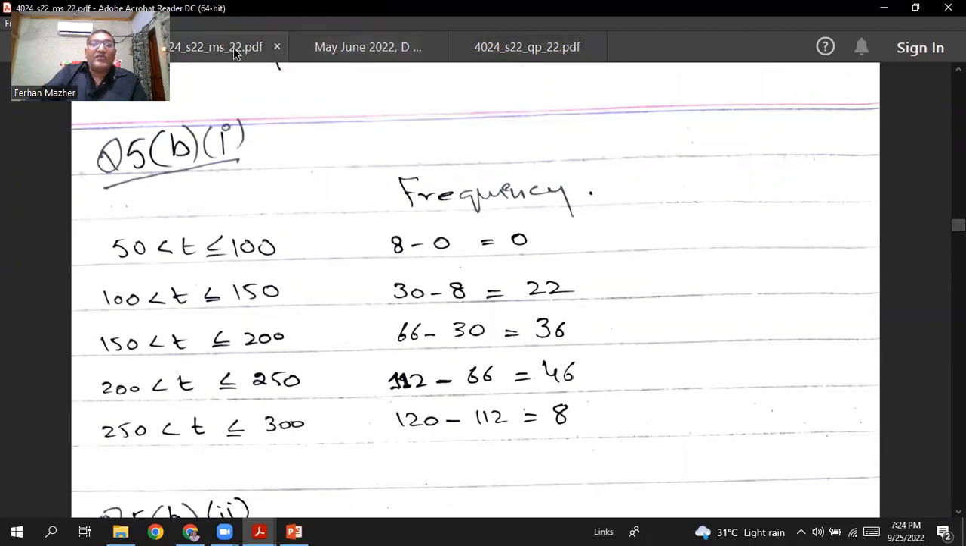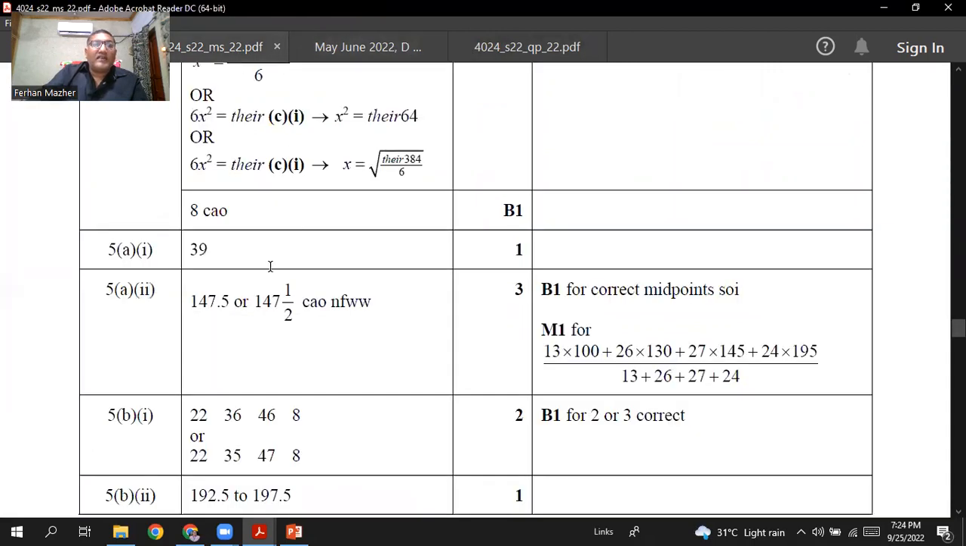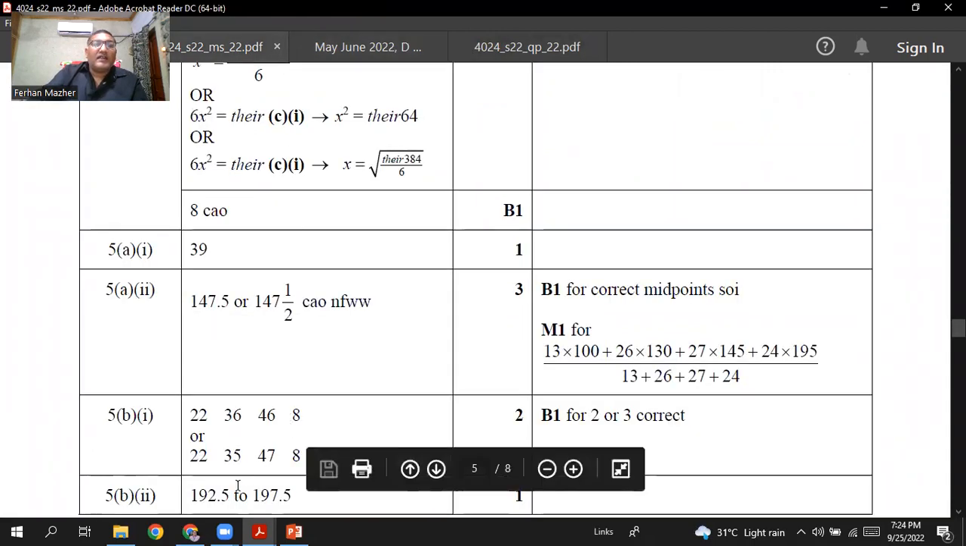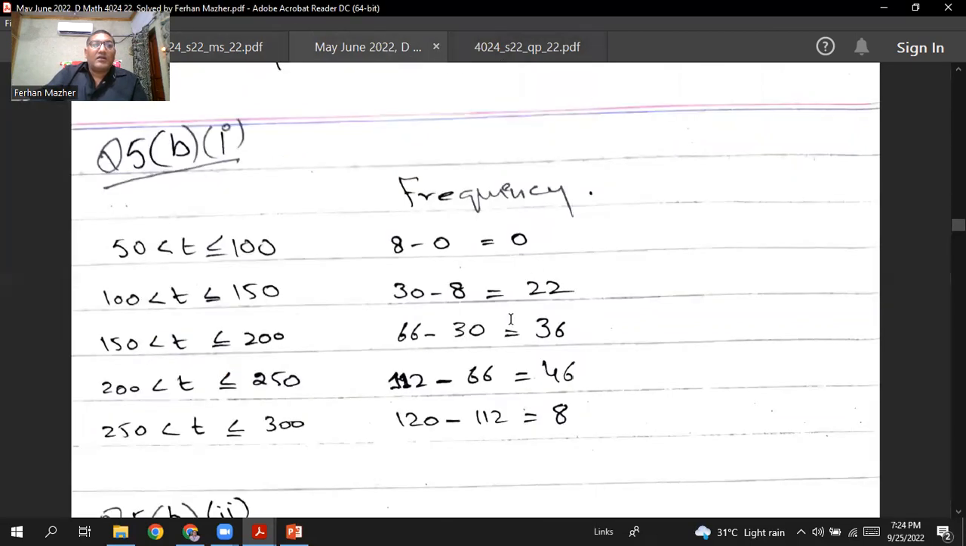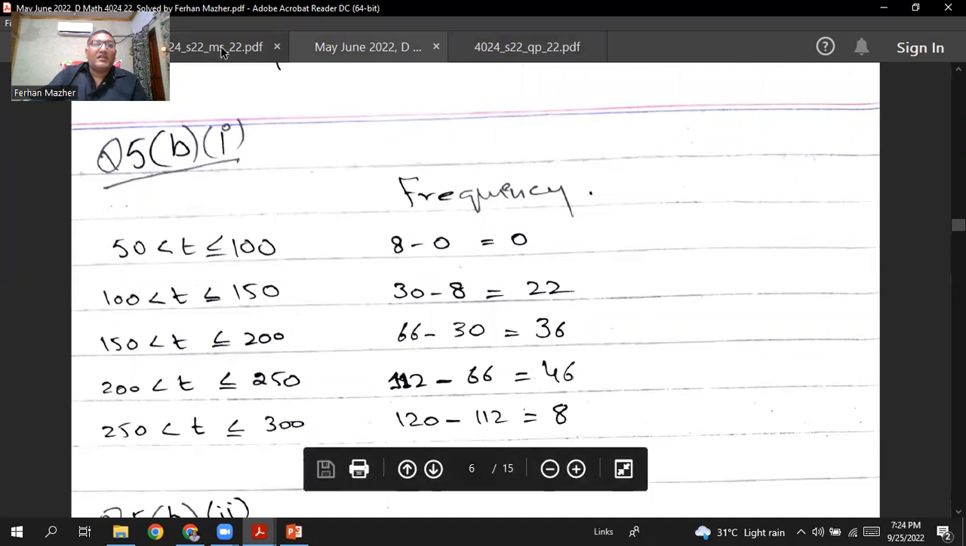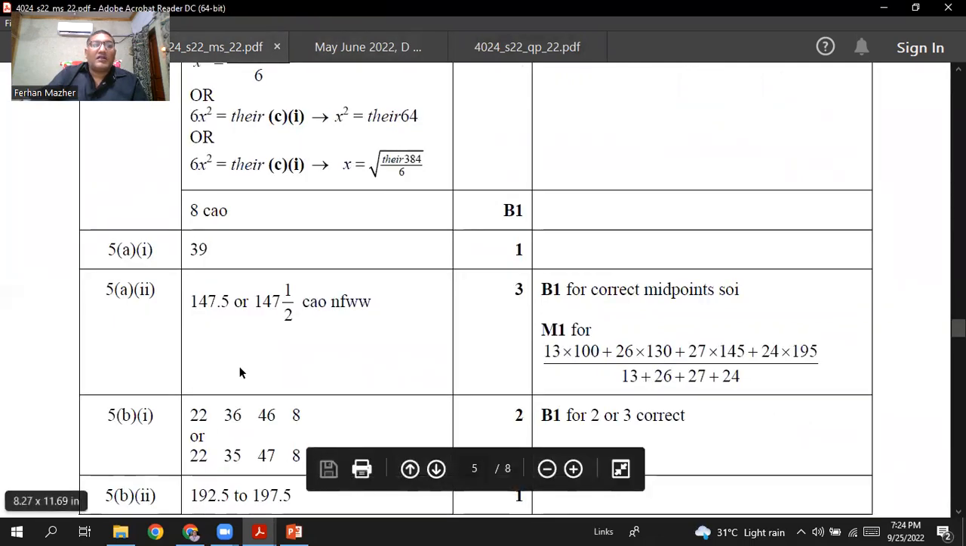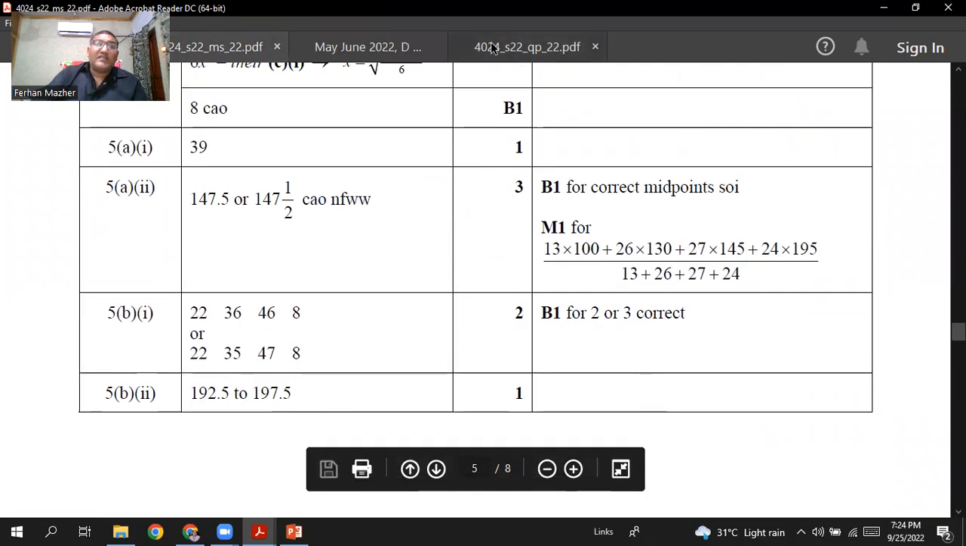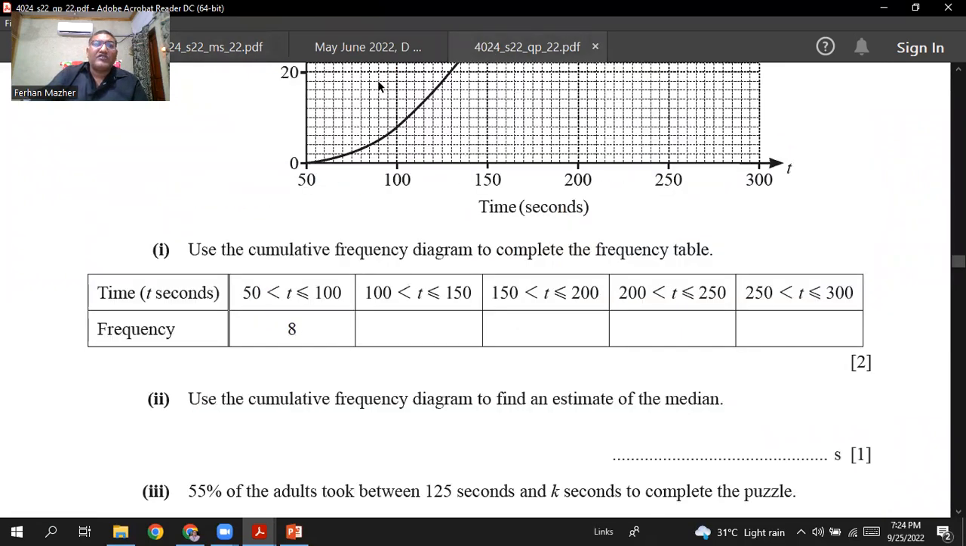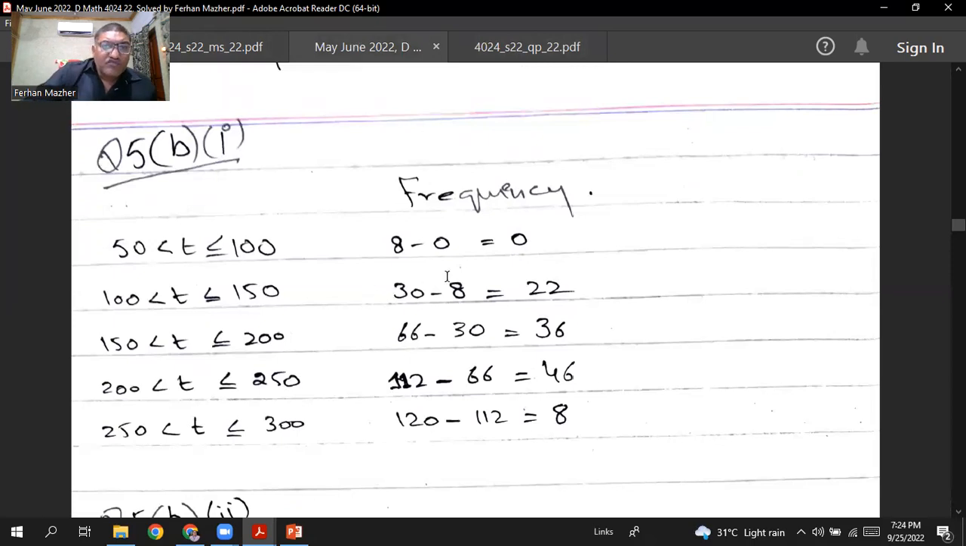8, 22, 36, 46, and 8. Okay. So our answers are right. The first frequency was already given there. I wrote 0 here by mistake, it is 8, just ignore that.